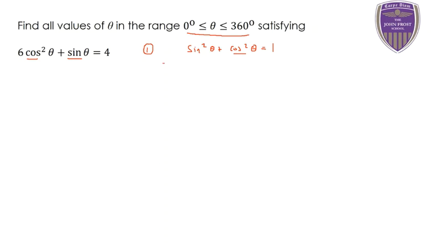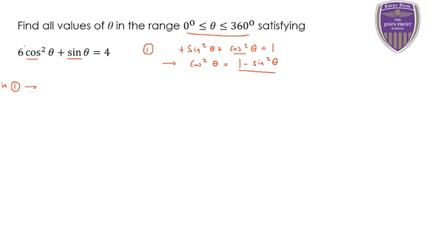So I'm going to rearrange this formula to get cos squared theta on its own. This is a positive sine squared here, so I would take it off. And cos squared theta is the same now as 1 minus sine squared theta. That's basic from GCSE. And I'm going to put that into equation 1. Wherever I see cos squared, I'm going to put this definition in.